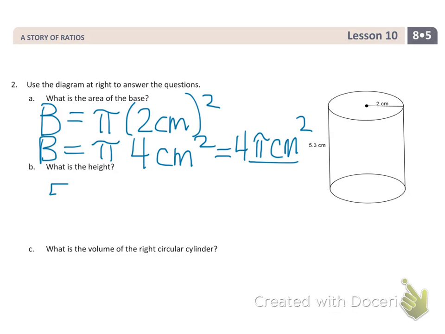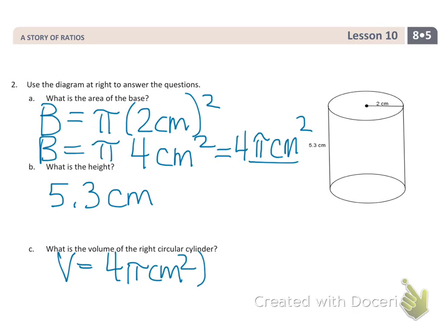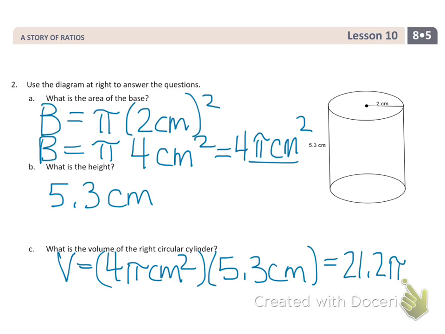The height is 5 3/10 centimeters. And so the volume is 4 pi centimeters squared times 5.3 centimeters. So this equals, we'll do the 4 times the 5.3, and that gives us 21.2. And then we've got 21.2 pi centimeters cubed.